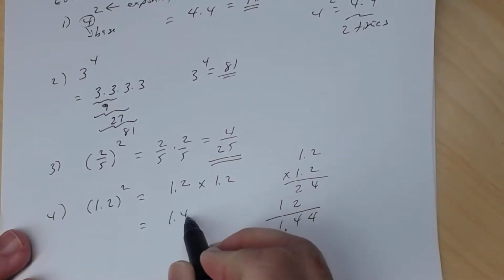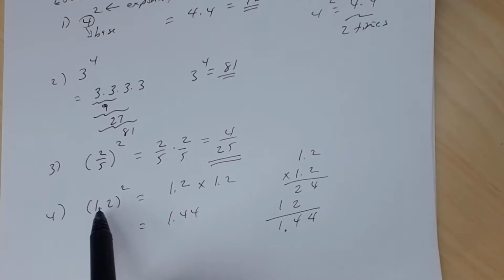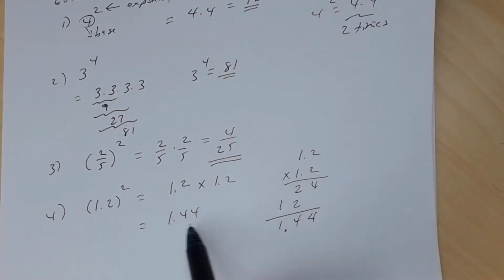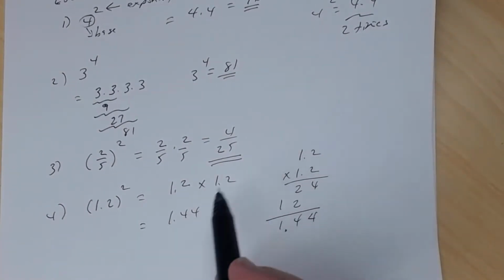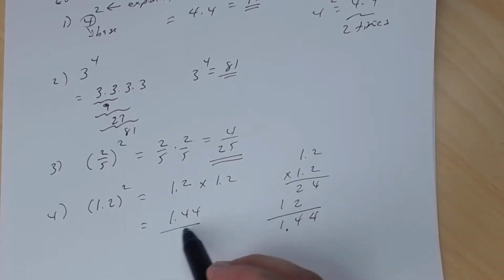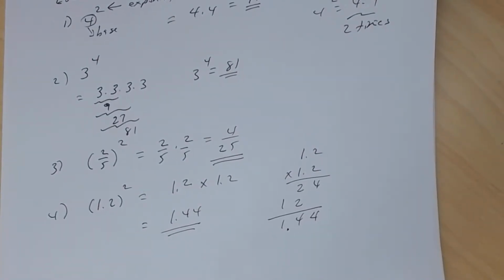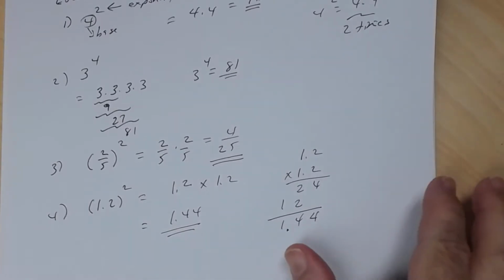So 1.44. If your base was listed as a decimal, leave your answer as a decimal. Don't change any of this to a fraction. Just leave it as a decimal. And so you get 1 44 hundredths. Okay. All right.